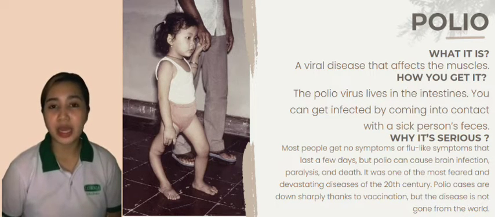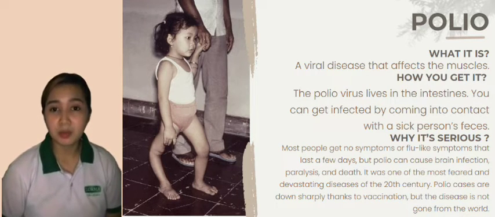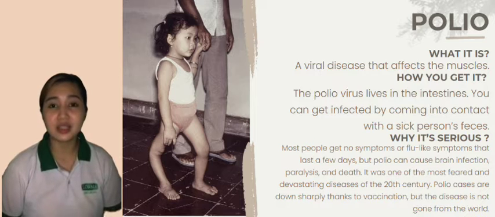So how can you get it? The polio virus lives in the intestines. You can get infected by coming into contact with a sick person's feces. So why is it serious? Most people get no symptoms or flu-like symptoms that last a few days, but polio can cause brain infection, paralysis, and death.